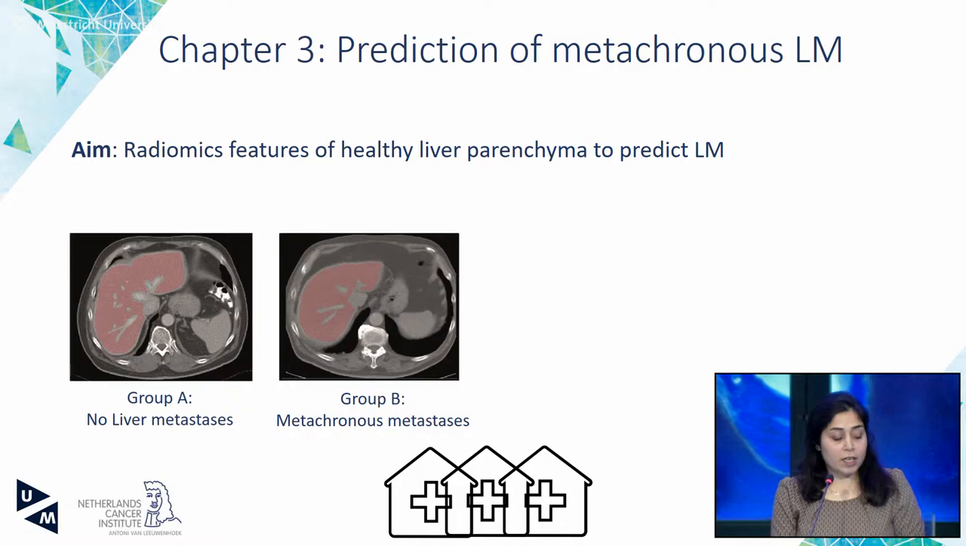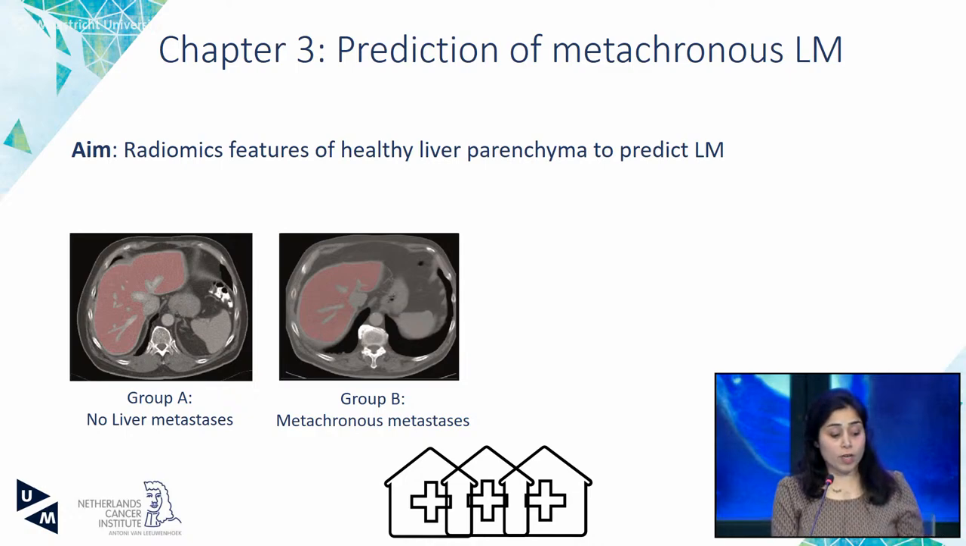In chapter three, our aim was to investigate whether the radiomics features of healthy liver parenchyma can predict liver metastasis. The data were collected from three different hospitals, and the region of interest here is the liver, and we divided our cohort into two groups. Those groups are defined at the time of the diagnosis of the primary tumor, which is the colorectal cancer. In group A, they don't have a liver metastasis at that time, and they don't develop liver metastasis later. In group B, they don't have a liver metastasis at that time, but they will develop liver metastasis at a later stage.